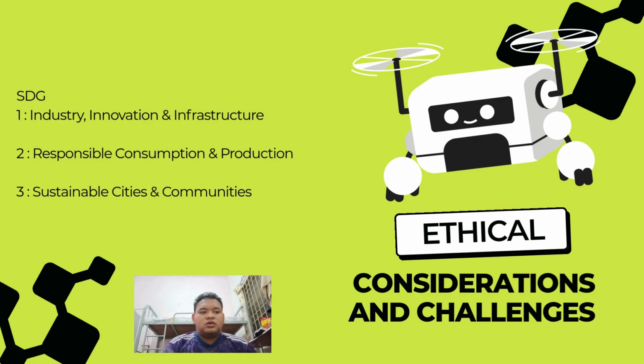This is the part for SDG, and there are 3 that reliably contribute to this assignment. The first one is industry, innovation and infrastructure. Accurate camera calibration strengthens the foundation for innovative technologies such as robotics, automated inspection, and smart manufacturing. A properly calibrated vision system improves measurement reliability and reduces defects during production.